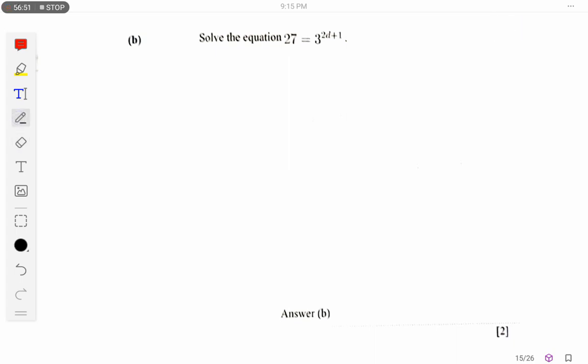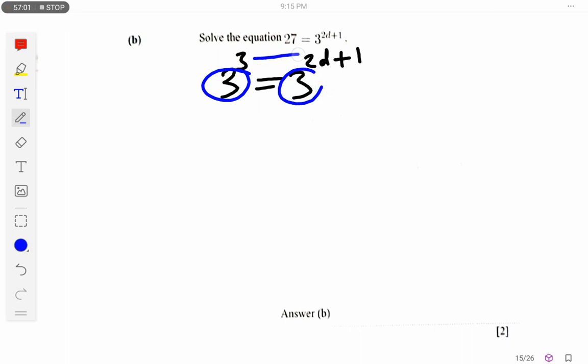So I will rewrite that. This is 3 to the power of 3 equals 3 to the power of 2d plus 1. When they have the same base like this, it means you can equate the powers. So I can say 3 equals 2d plus 1. Okay, so now we can solve this equation.